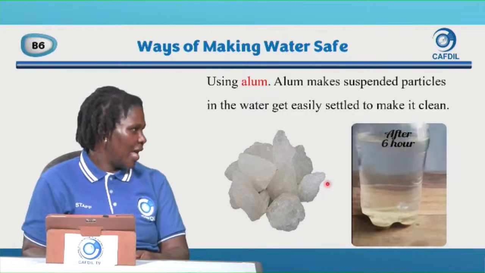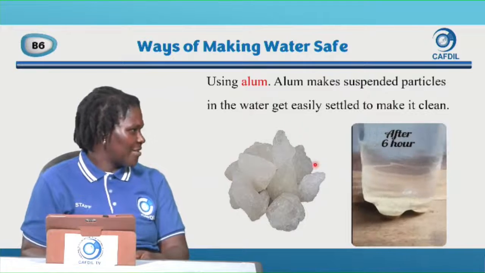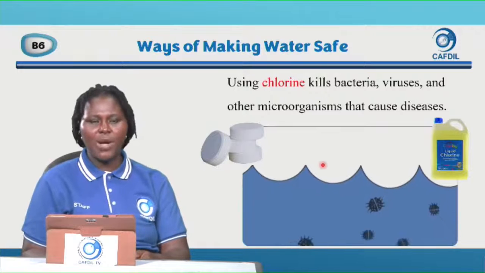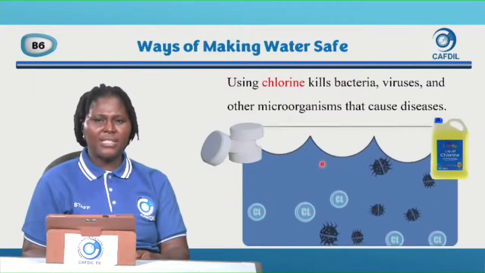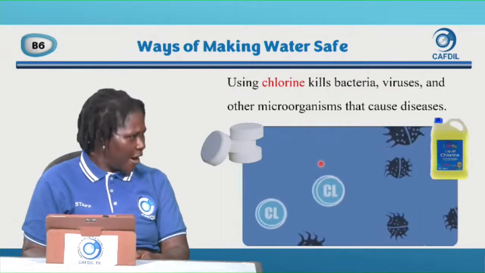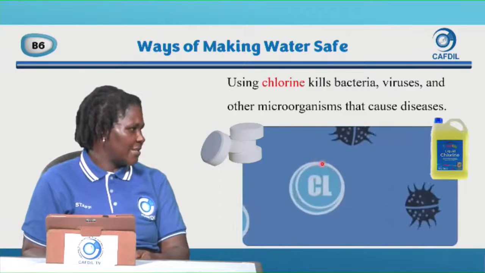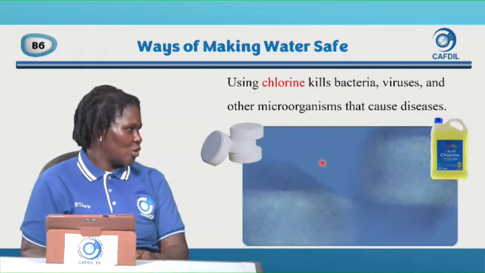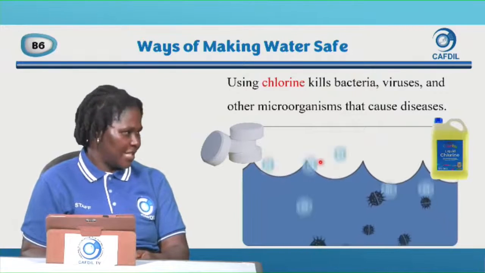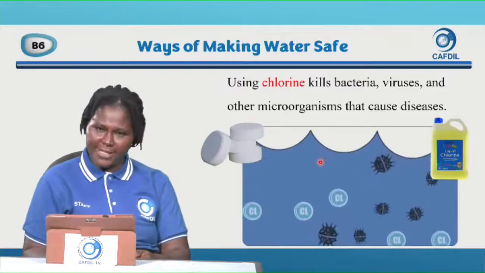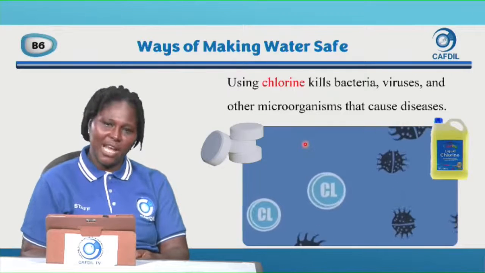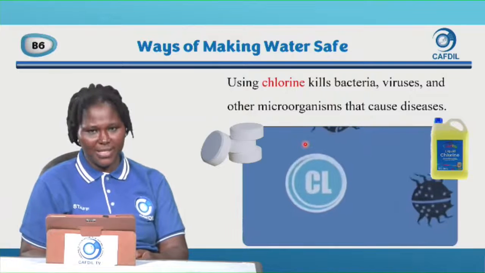Using alum makes suspended particles in the water settle easily, making it clean. The next one is using chlorine. Chlorine kills bacteria, viruses, and other microorganisms that cause diseases. When you put chlorine in the water, it will kill all the germs. So if you don't boil it, you can put chlorine in the water, and all the germs will be killed and you can use it.